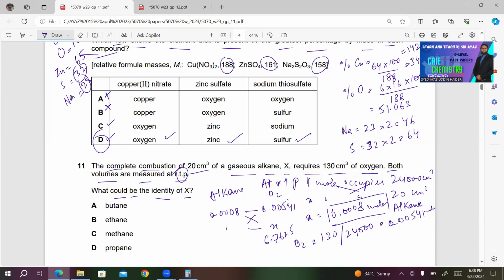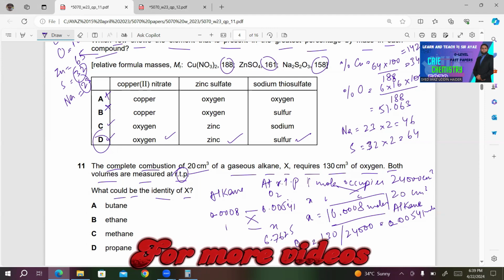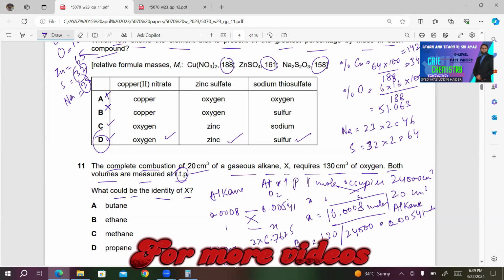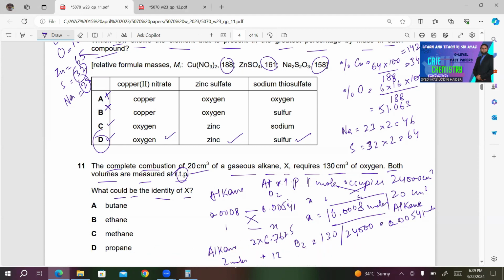Or 6.762. So which means, if you round it off for oxygen, we need to multiply it by 2. So for the alkane, there must be 2 moles of the alkane reacting with 2 multiplied by 6.7625, 13 moles of O2. 2 moles reacting with 13 moles.